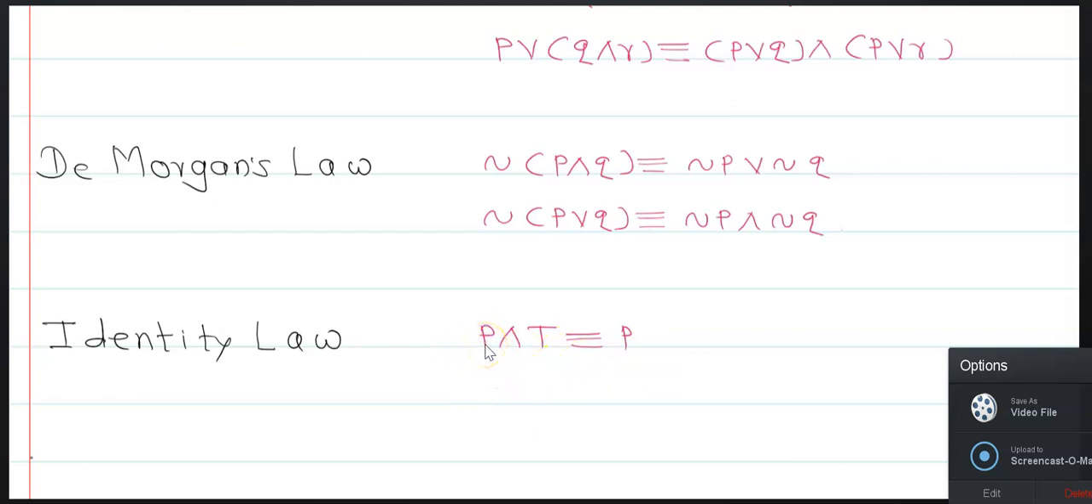If you take P as T, the value of this statement depends on P. If P is T, then T and T is T. If the truth value of P is F, then F and T is F. It means that the truth value depends on P. Therefore, this is the identity law: P and T is P.